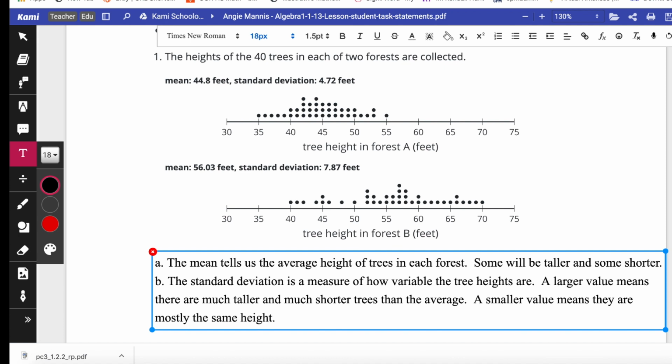So I like to tell students that a larger variability means they're less consistent, like they're not as consistent to the mean. And a smaller variability, so a smaller standard deviation, means they're more consistent. So like here, a smaller value means they are mostly the same height as the mean. We can add that. Mostly the same height as the average.